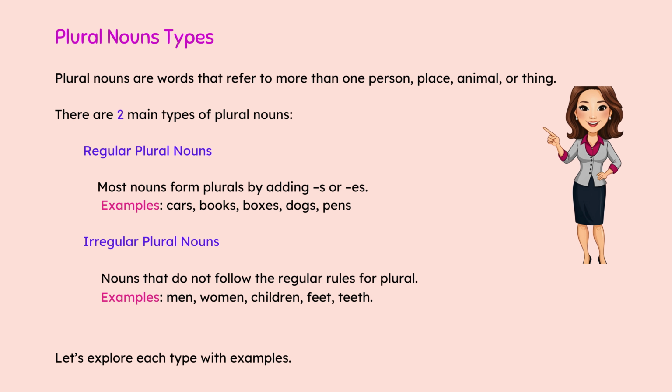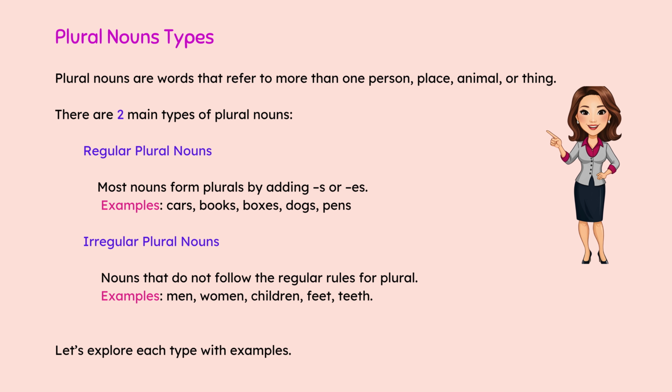There are 2 main types of plural nouns. Regular plural nouns. These nouns form their plural by simply adding s or es to the singular form. For example, cars, books, boxes, dogs, and pens. Irregular plural nouns. These nouns do not follow the usual rules for forming plurals. Their spelling often changes completely. For example, men, women, children, feet, and teeth. Let's explore each type with examples.